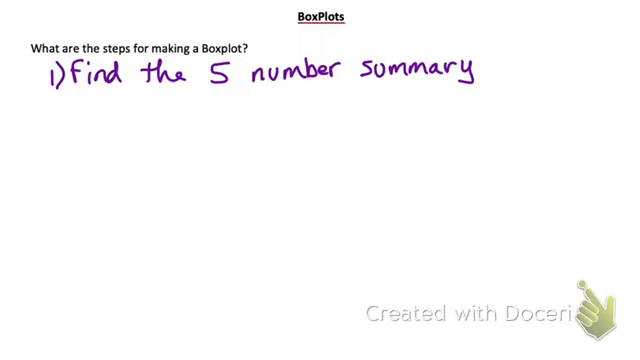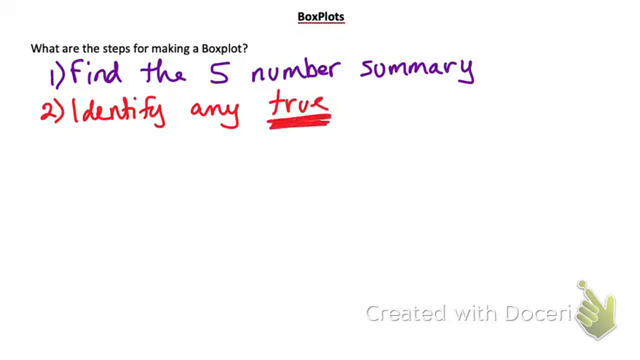Number 2, we need to identify any true outliers. We need to identify any true, legitimate, mathematically verifiable outliers. How do we do that? Good question. I haven't told you that yet, okay? And I know I haven't told you that yet.